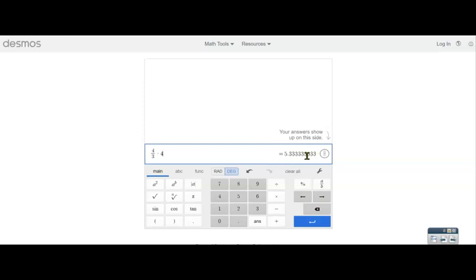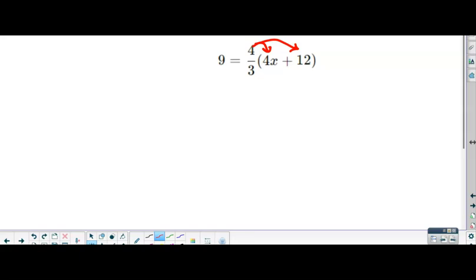Now you can't write down a decimal that repeats, so we're going to put it back in fraction form by clicking this button over here, convert to a fraction. So 16/3. That's what we're going to write on our math. 16/3 times x. And then 4/3 times 12.